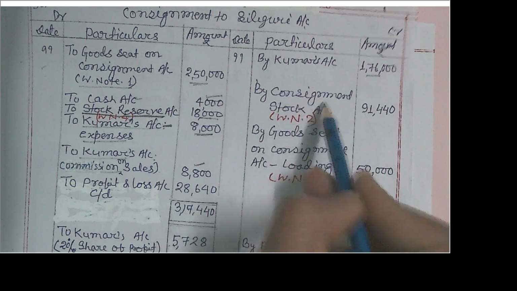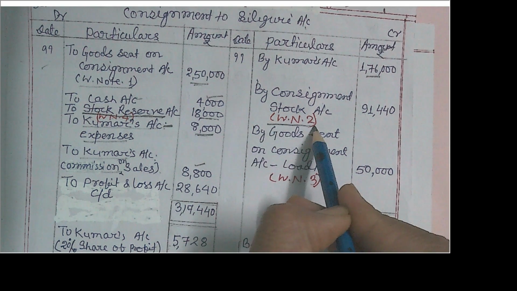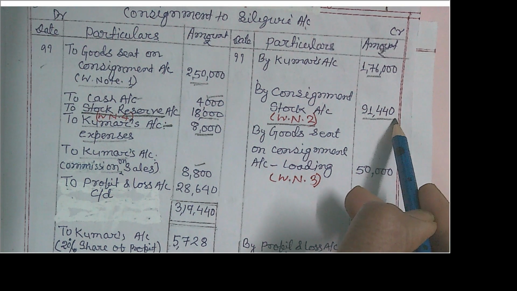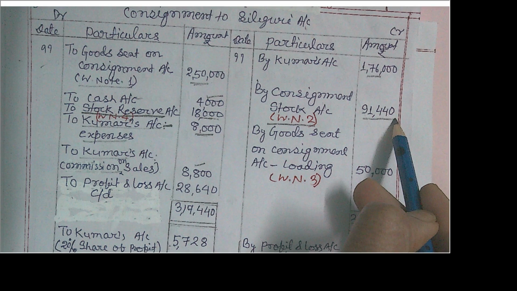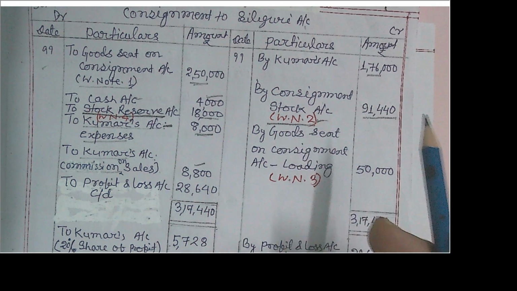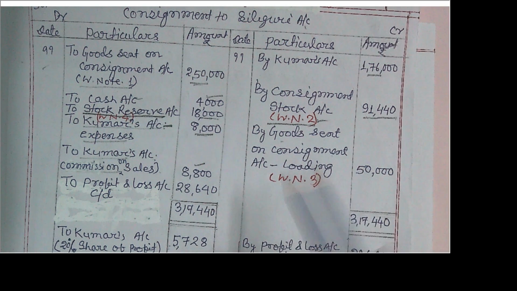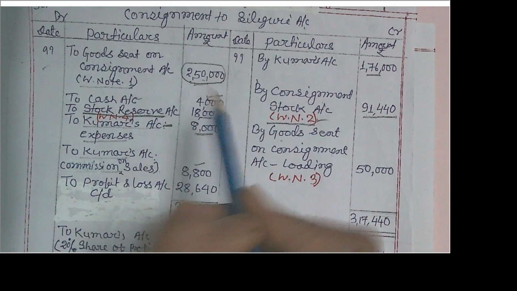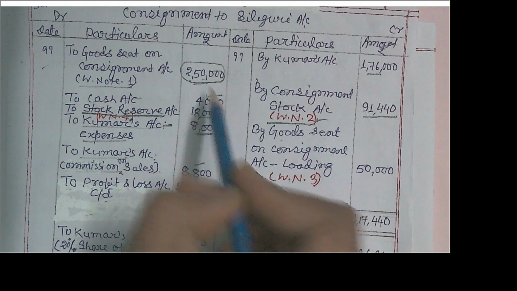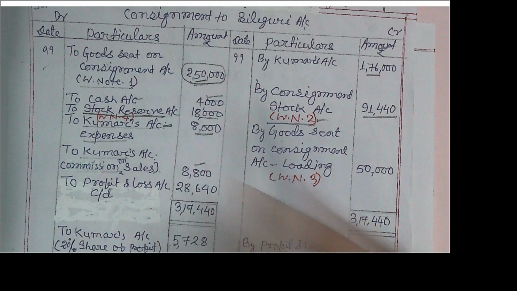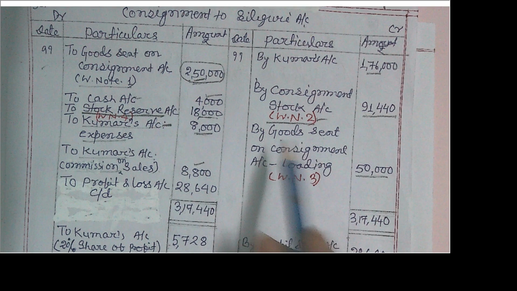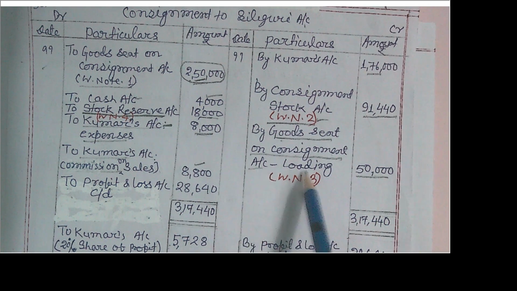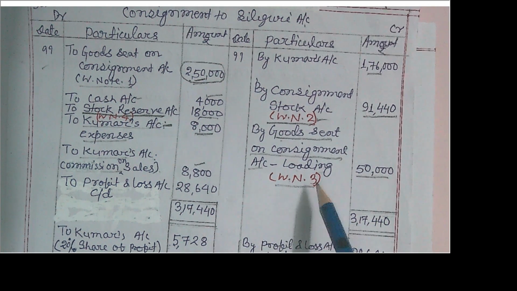And now here the consignment stock is given in working note number 2. Consignment stock account, 91,440 is coming. How did you get this? It is shown under working note number 2. And goods sent on consignment account loading: in the 2,50,000, all of you know that 50,000 is an extra amount added. So that is the loading, and the entry will be the same. Goods sent on consignment account loading, working note number 3.